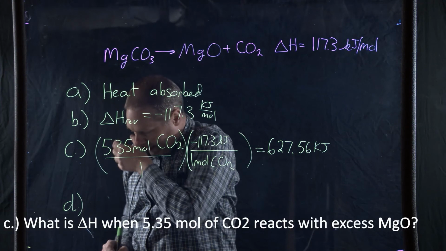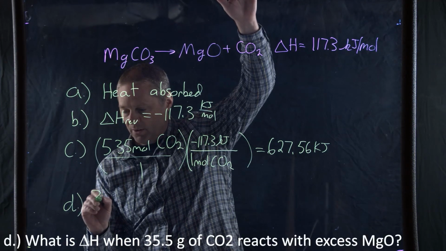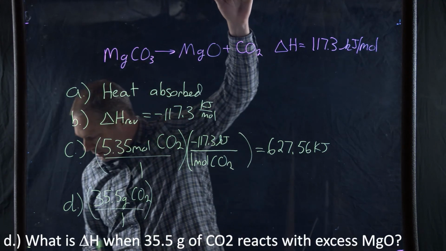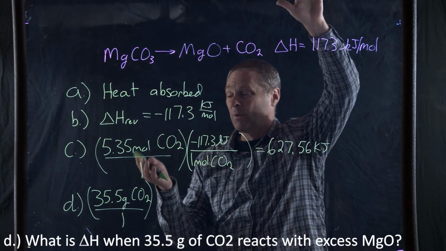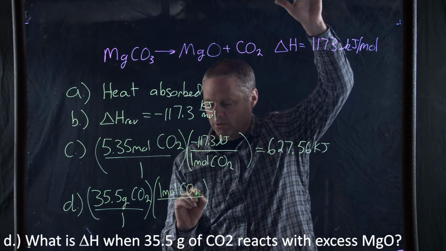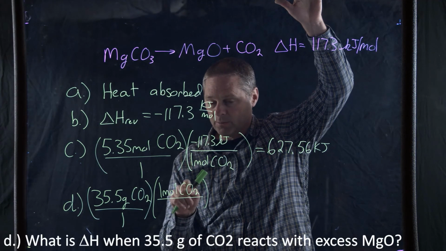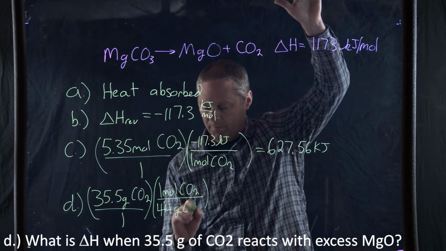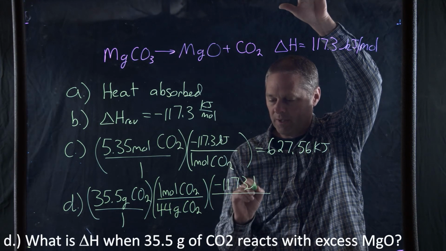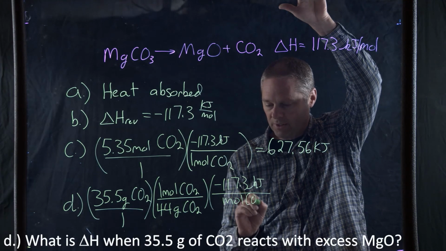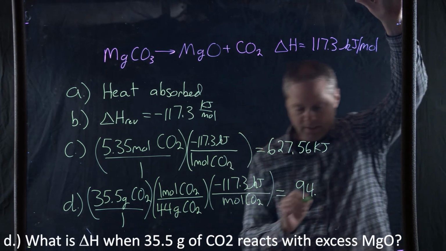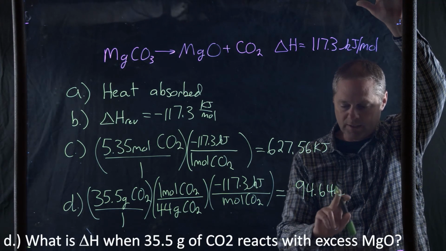Now for D, D asks, what is delta H when 35.5 grams of CO2 reacts with excess magnesium oxide? So basically it's the exact same question we had in C, except we have to convert it into moles. And for every 1 mole of CO2, that's going to be 32 for 2 oxygens plus 12 is 44 grams of CO2. Now, 117.3 kilojoules per mole of CO2. All right, and that's going to give us 94.64, I'll just stay consistent, kilojoules.